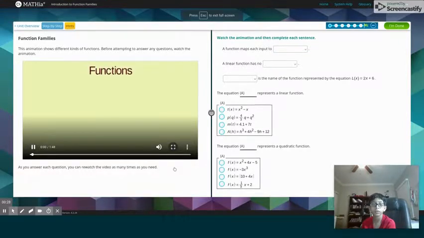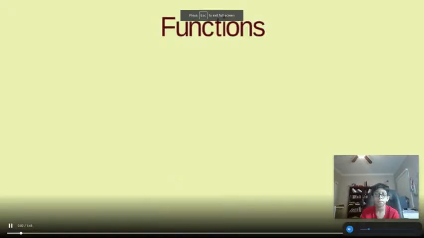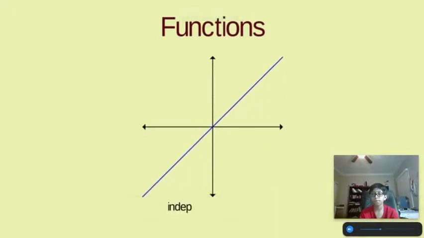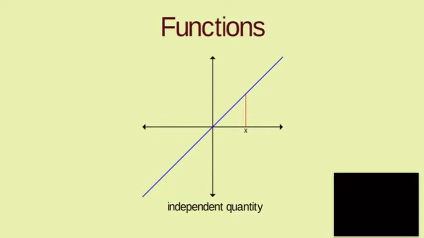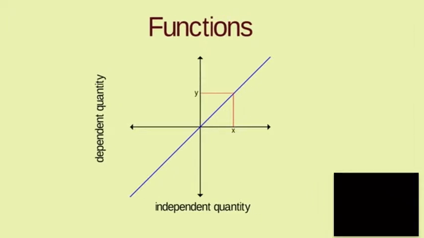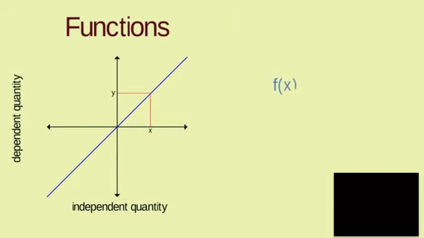The relationships you have seen so far are called functions. A function, like the one shown in this graph, is a relationship in which each value of the independent quantity, or each x value, is mapped to just one value of the dependent quantity, or y value. You can write every function in this form: f of x equals y. f is the name of the function. The x in parentheses is the input, also called the argument of the function, and y is the output.